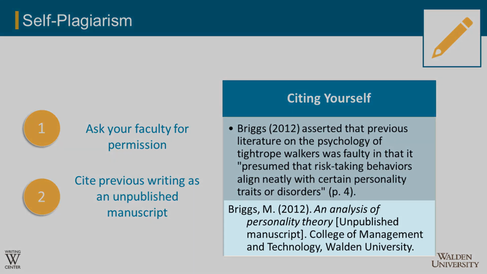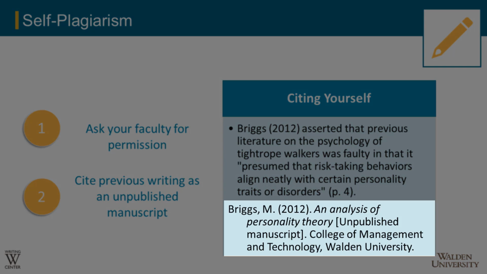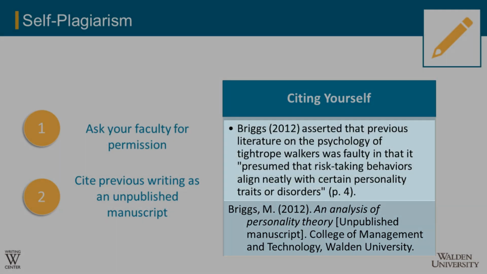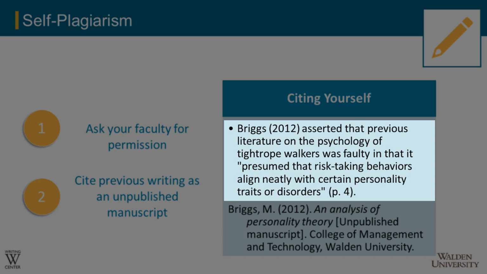This means you will be listed as the author in the reference list, with the title of your paper in italics, followed by the words unpublished manuscript in brackets. The entry is completed with the publication element, which should consist of your college and your university, Walden University. Within the body of your paper, you'll cite yourself with citations.